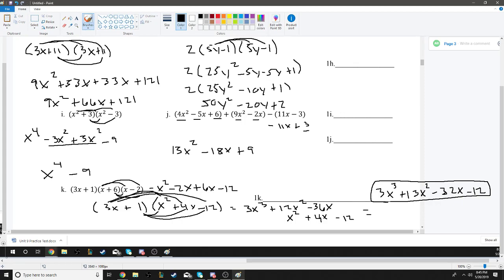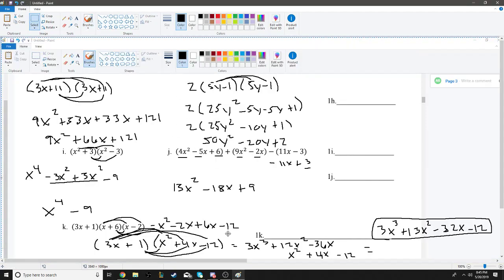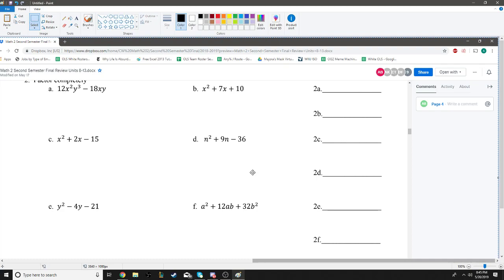Okay. The next part is factoring. Now with factoring, we're basically doing what we just did backwards. So there's two things you need to look out for. First off, notice how many terms are there. There could be 2 terms, or there could be 3 terms. Okay, and if there's 2 terms, you need to look for 2 things.